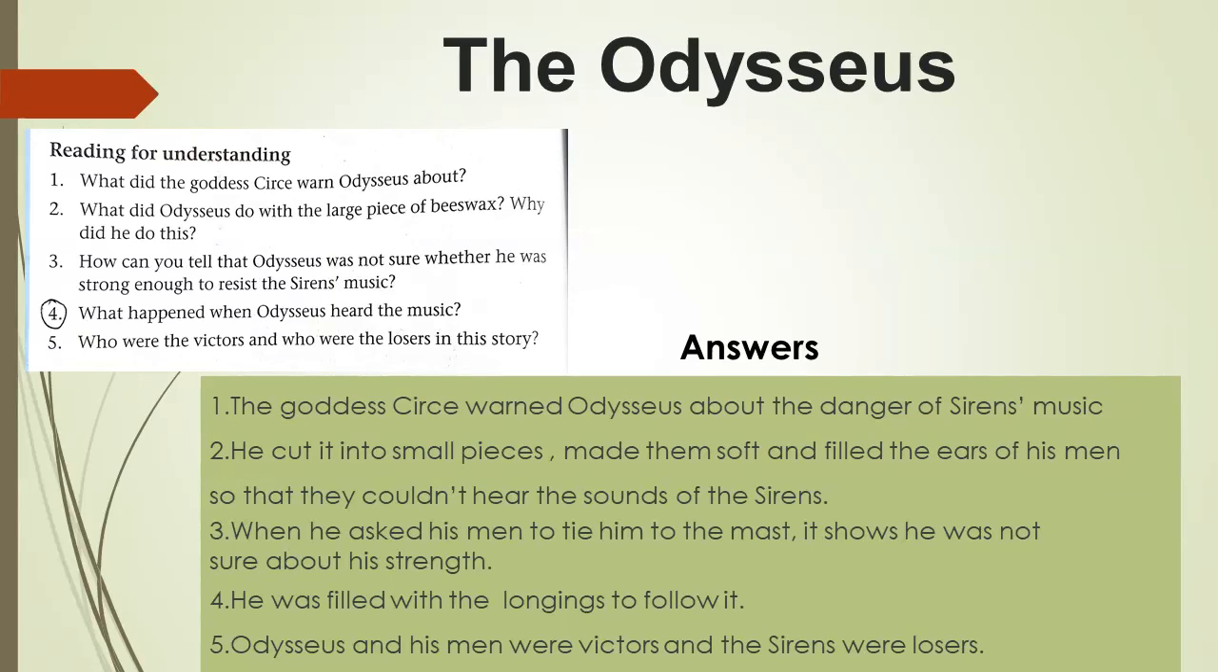Number 3. How can you tell that Odysseus was not sure whether he was strong enough to resist the sirens' music? When he asked his men to tie him to the mast, it shows he was not sure about his strength. Question number 4. What happened when Odysseus heard the music? He was filled with longing to follow it. Question number 5. Who were the victors and who were the losers in this story? Odysseus and his men were victors and the sirens were the losers in this story.